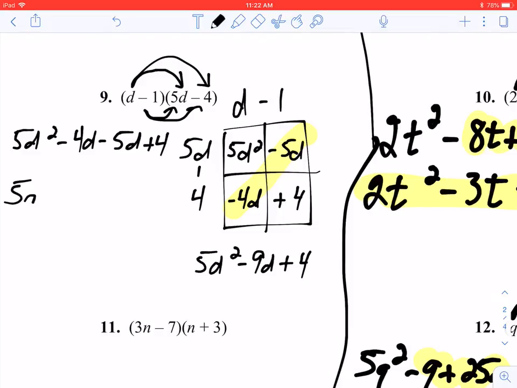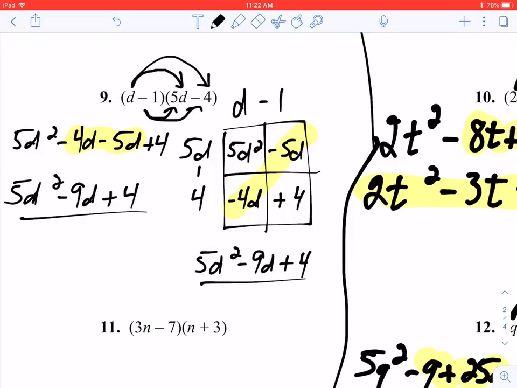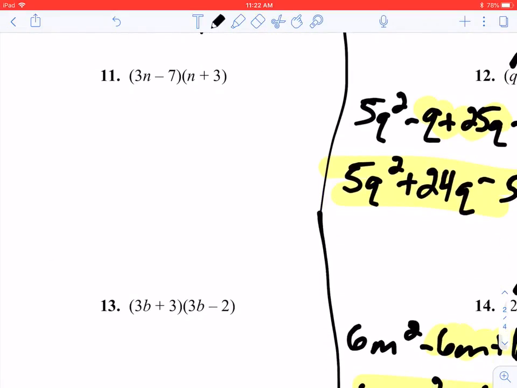From there, 5D squared. These two terms are like terms. So negative 4 and negative 5 is negative 9D. And then we have plus 4. And that matches that. So we're good. Okay, next one.